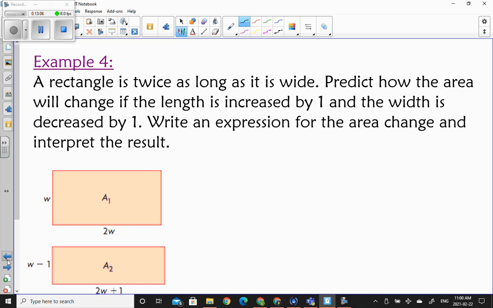Our next example is a word problem. You have a rectangle that is twice as long as it is wide. Predict how the area will change if the length is increased by 1 and the width is decreased by 1. Write an expression for the area change and interpret the results. So that's quite heavy. It's a lot of parts to this question.